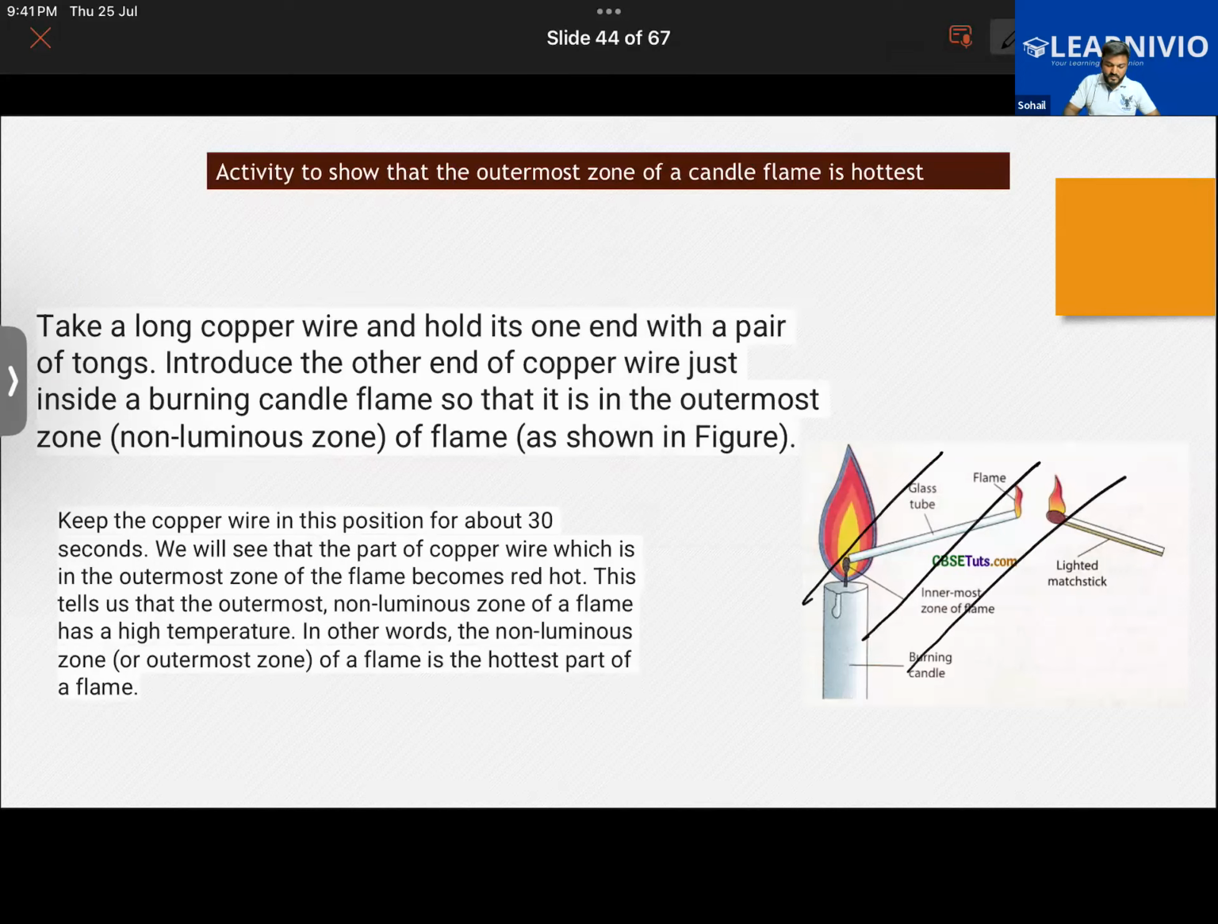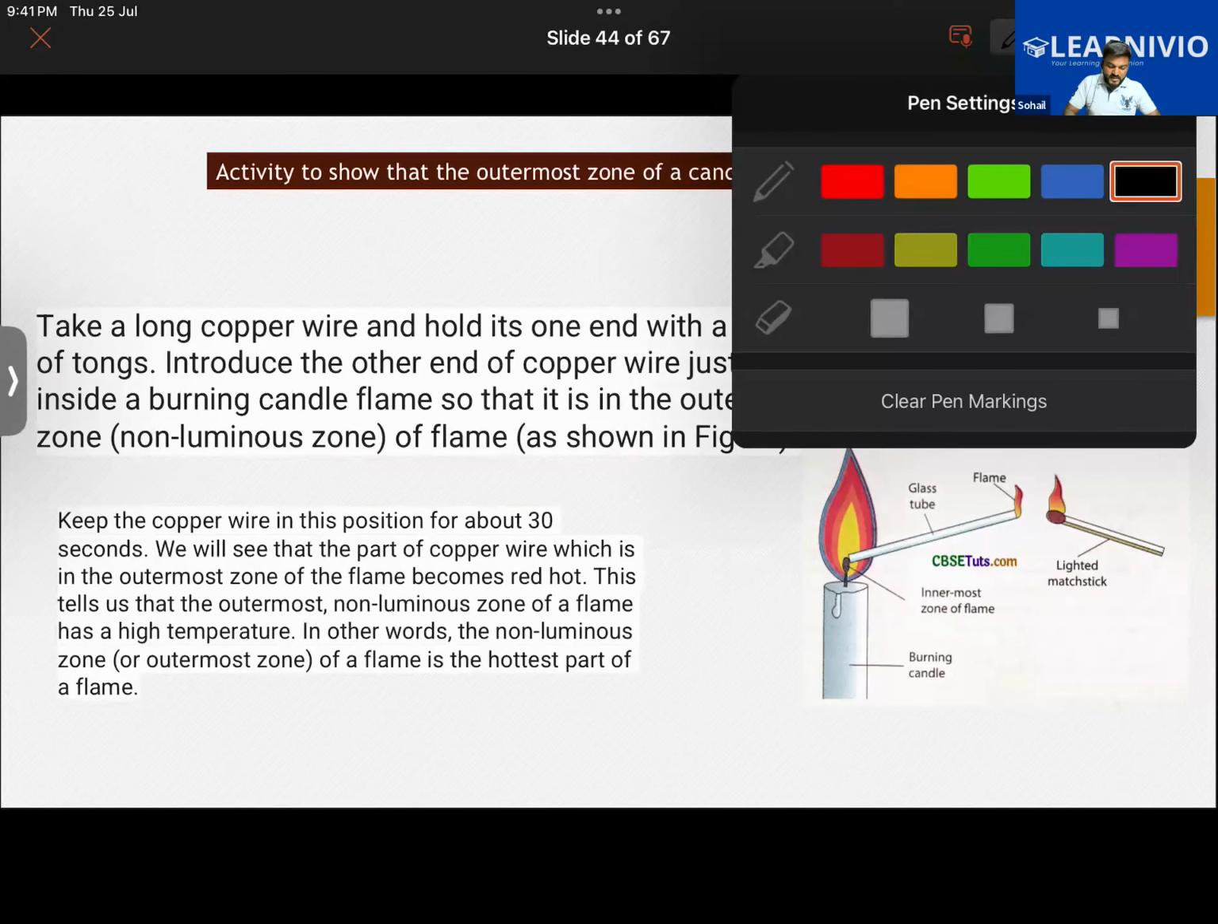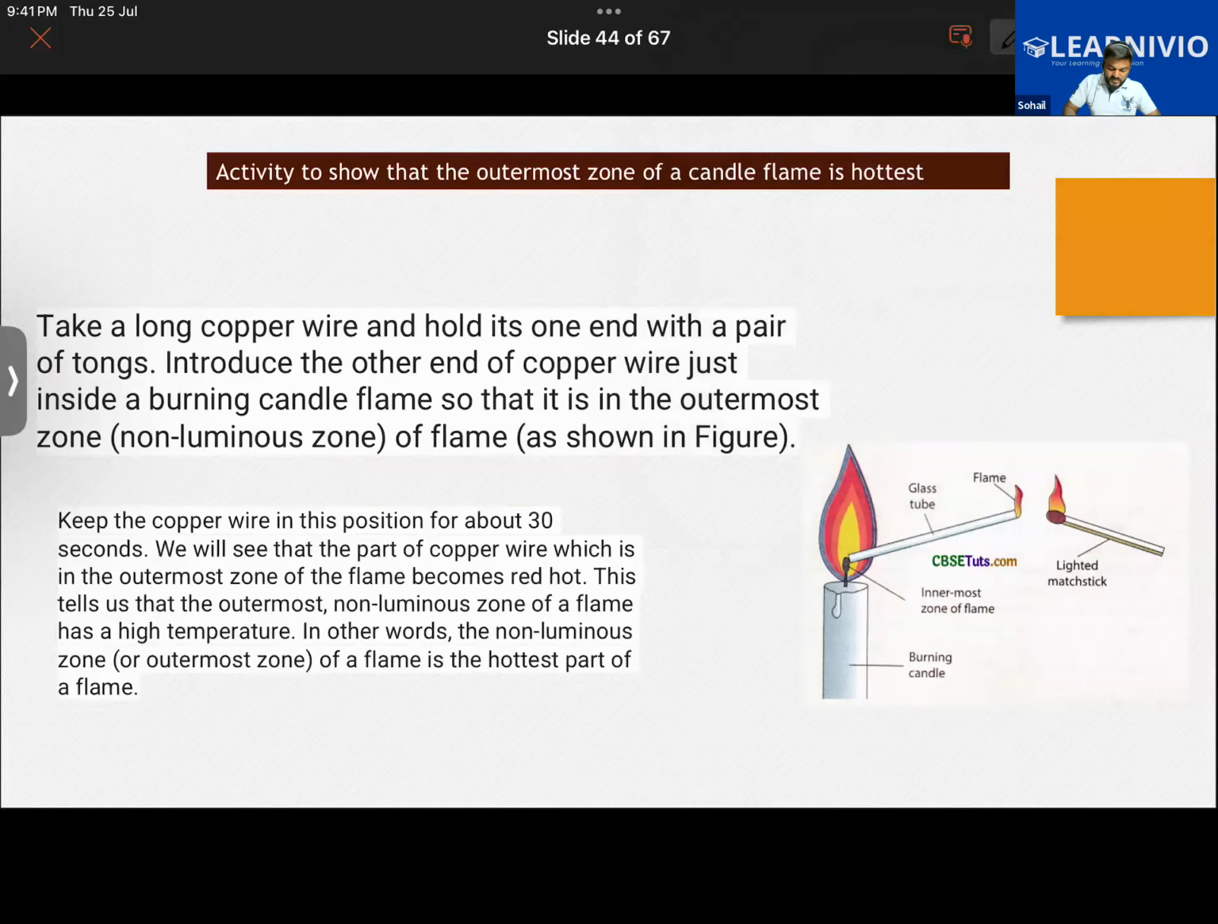Now, start reading the paragraph first of all. Let me just do some correction on this. Take a longer copper wire and hold one end with a pair of tongs. Introduce the other end of the copper wire just inside a burning candle flame so that it is in the outermost, non-luminous zone.